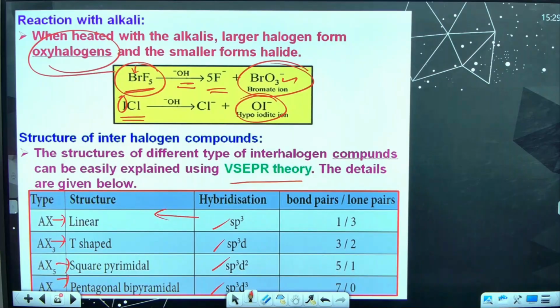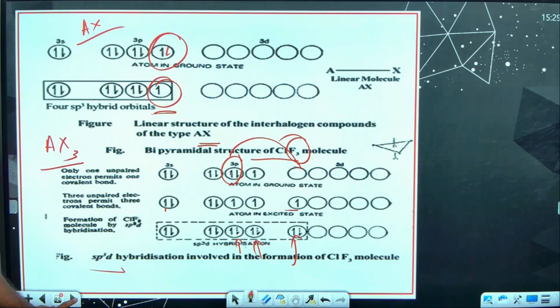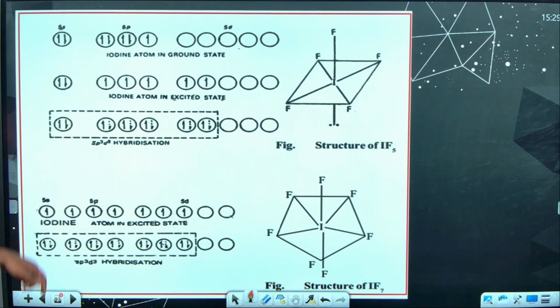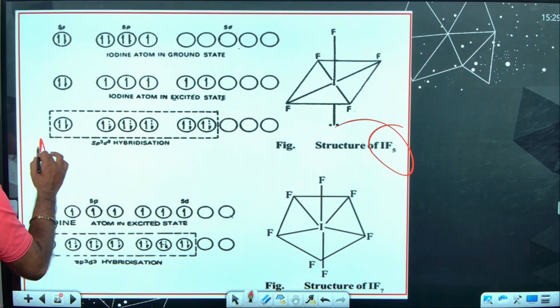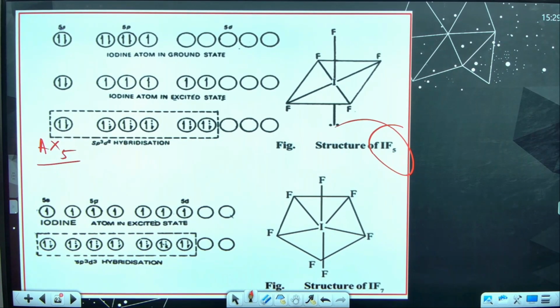So what is the geometry? sp3d gives a T-shaped compound. Okay, so next if you look at IF5, which is of the form AX5 in the type.